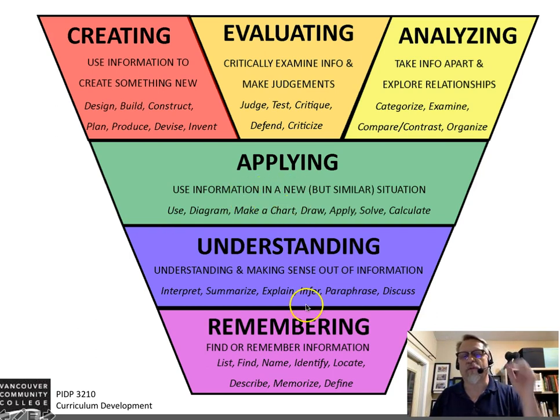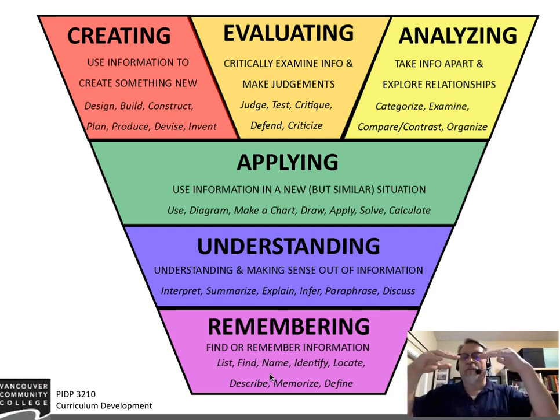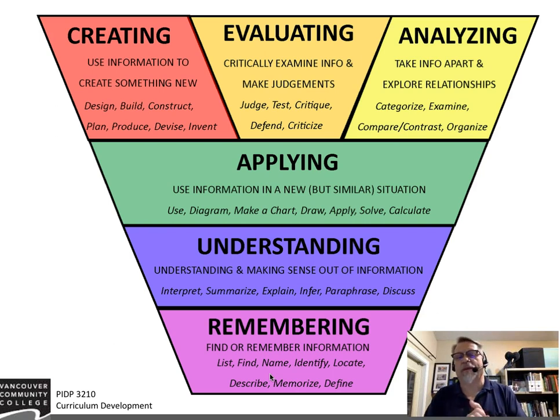In the lower order thinking skills, it starts out with just remembering things, listing, naming, identifying, right? Vocabulary, I'm going to use that exam. So standardized testing, quizzes. Quite often your testing deals with just this remembering, or it might actually move up a level to interpretation, summarizing, explaining, inferring, paraphrasing, discussing. These are still lower order thinking skills.